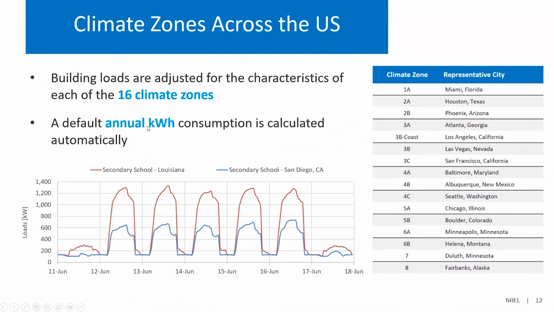A default annual kilowatt hour consumption is calculated automatically once you select the location and building type. For those of you that were part of the demo during the kickoff workshop, this was our example of two secondary schools, but because they're in different locations, Louisiana or San Diego, their load profiles are different. These are based on differences in heating and cooling, and the efficiency of the building stock across climate zones. So this is the level of detail that we would be able to achieve with the most basic assumptions.